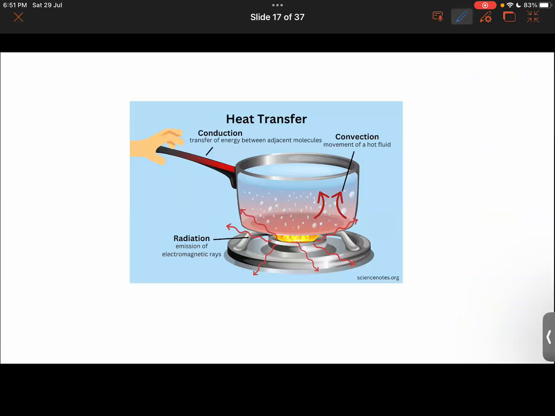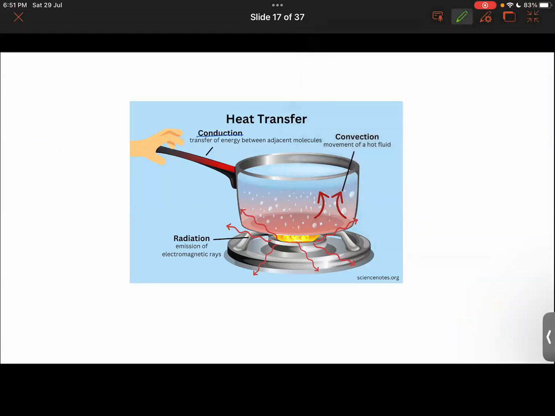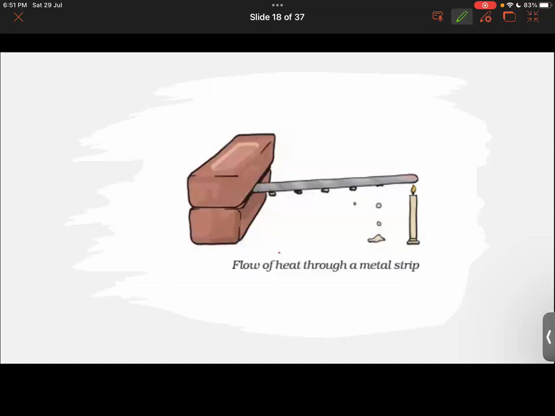Okay, so now look here. This is a classic example in which all three ways of heat transfer can be observed. Whenever we are heating water, conduction, convection, and radiation, all these three ways of heat transfer can be seen here. Talking about conduction, let's first discuss conduction and then we will come back to this figure. So let's talk about conduction.